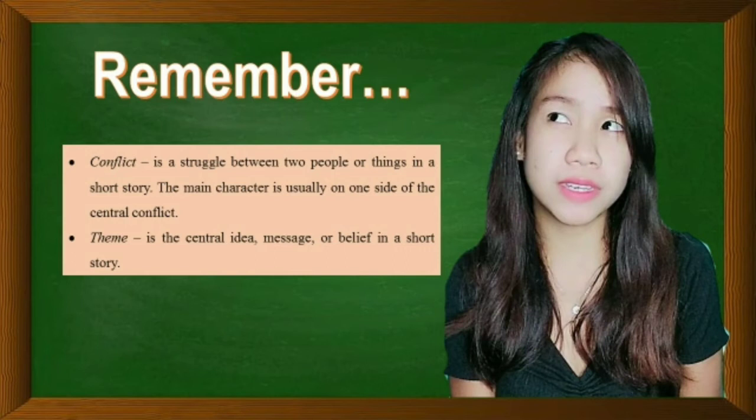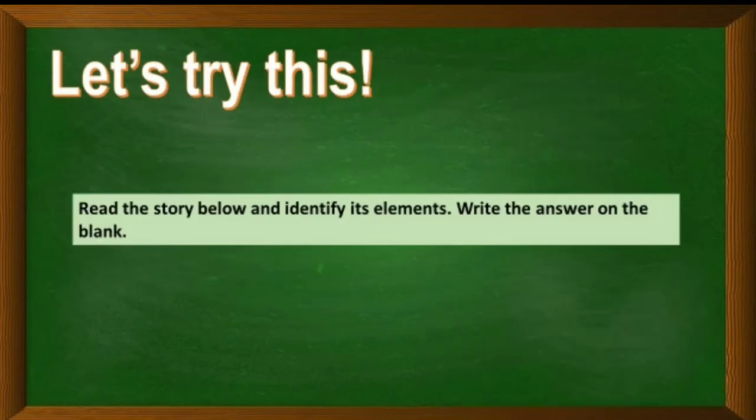But if you will be asked what is the lesson in the story, then you may say forgiveness is important because, or love is about helping one another. So that's quite different from each other. Theme and lessons are different from each other, okay? With that, let's try this kind of test. Read a story and identify its elements. You have to write your answer on the blank.